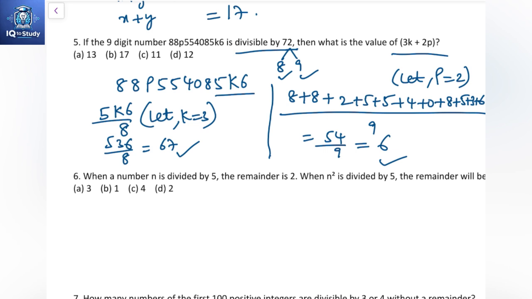Now we have to find the value of 3K plus 2P, that is equal to 3 into 3 plus 2 into 2, that is equal to 13. Option A is correct.